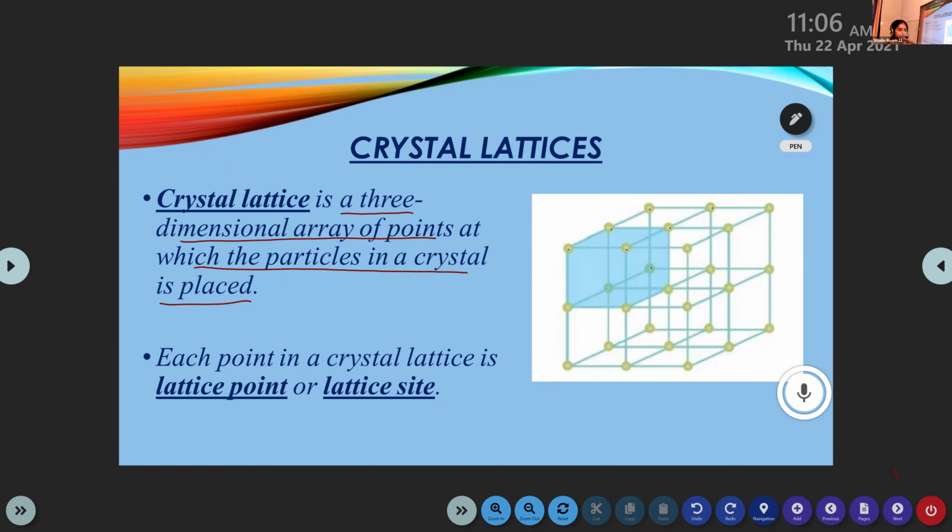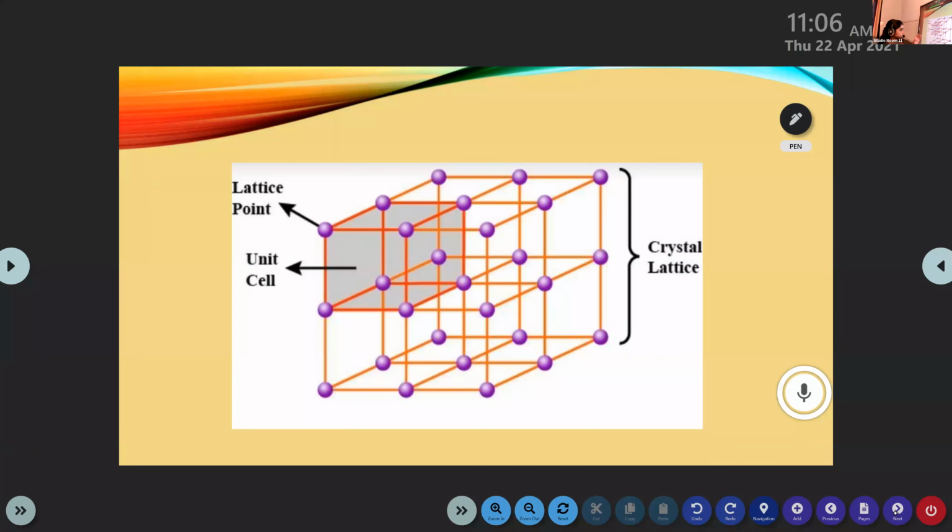Okay, then we are going to learn the characteristics of a crystal lattice. There are mainly 3 characteristics. Before that, be familiar with this figure. This one is considered a crystal lattice. The smallest repeating unit is arranged in a 3-dimensional way. This smallest cube is considered the unit cell, and this entire figure is considered a crystal lattice, and each point is considered a lattice point or lattice site.